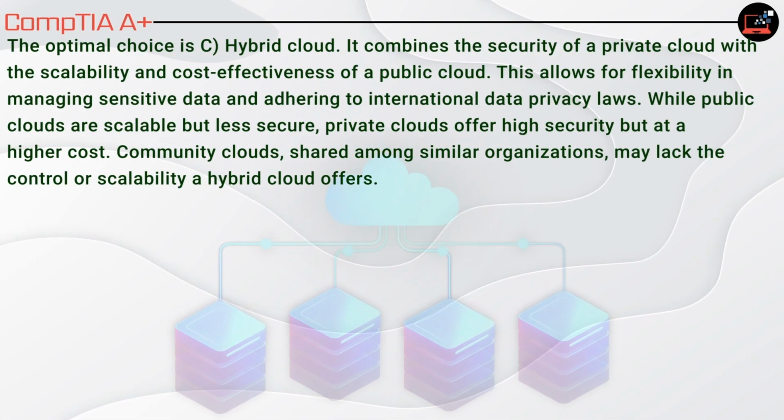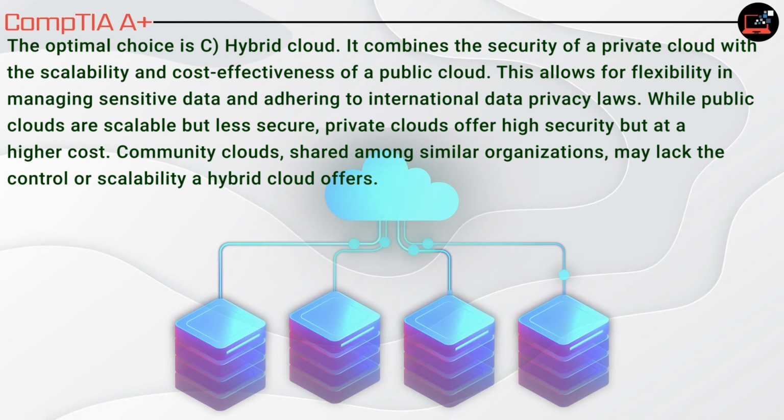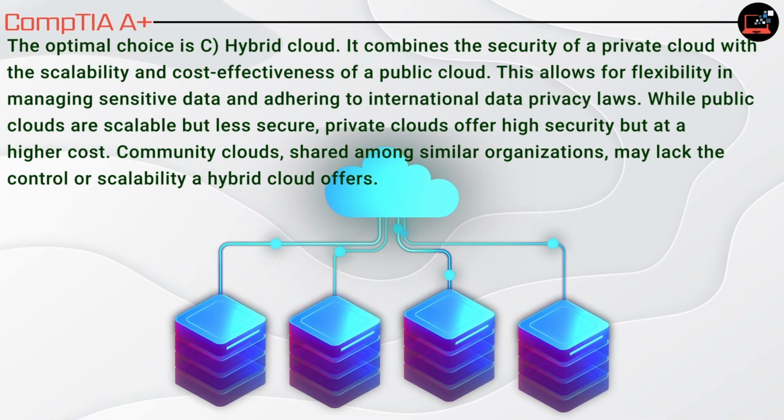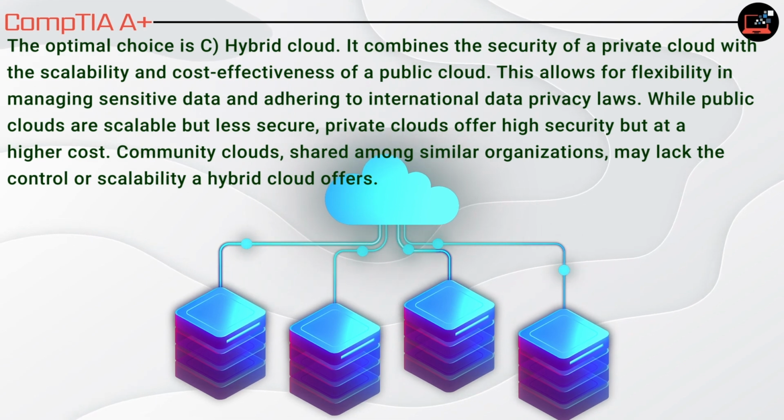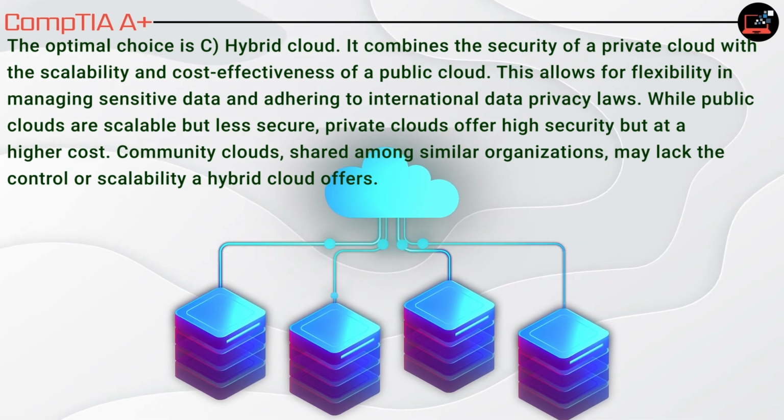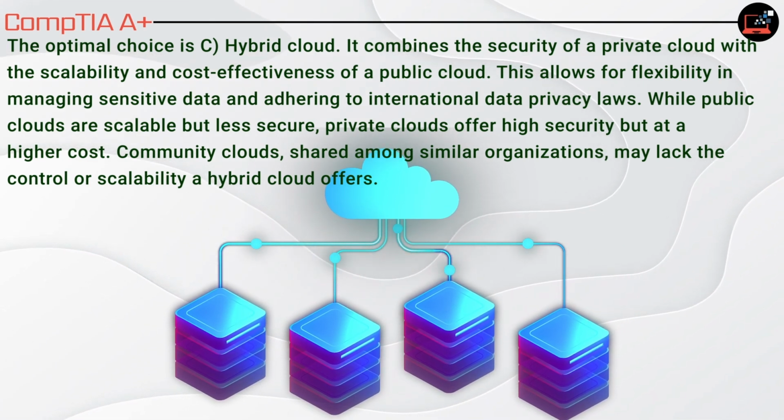The optimal choice is C. Hybrid cloud. It combines the security of a private cloud with the scalability and cost-effectiveness of a public cloud. This allows for flexibility in managing sensitive data and adhering to international data privacy laws.